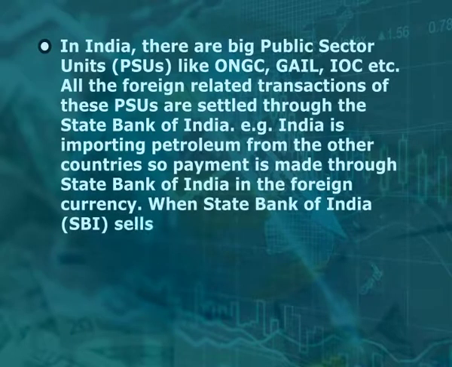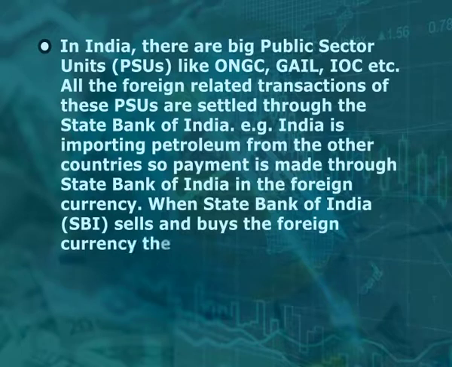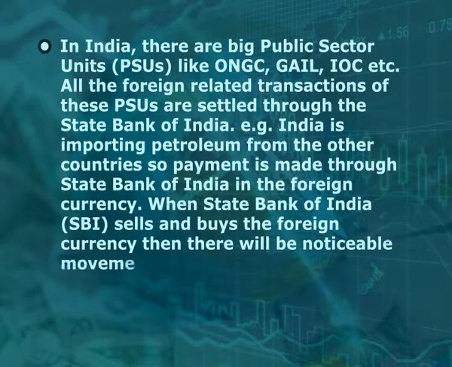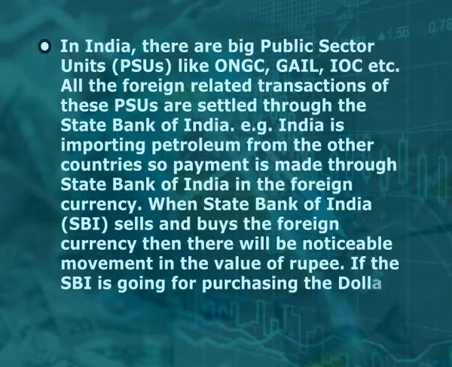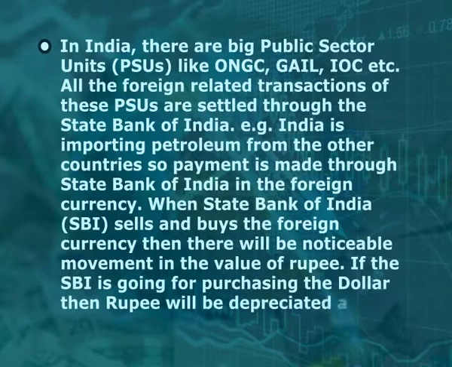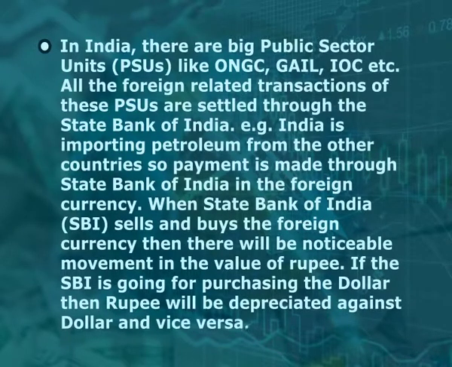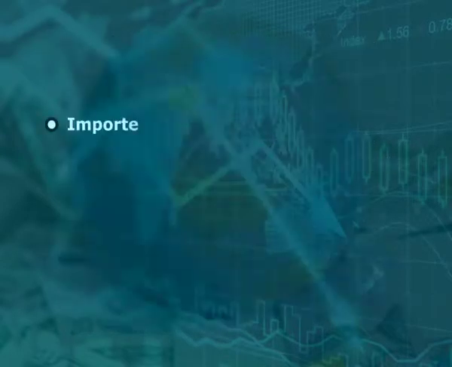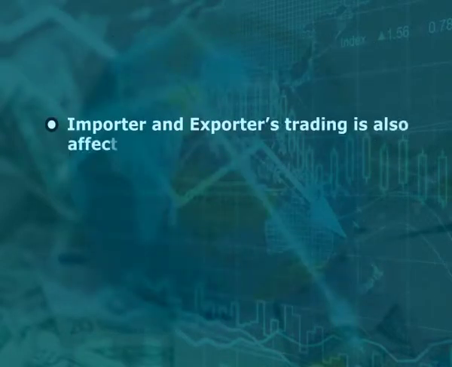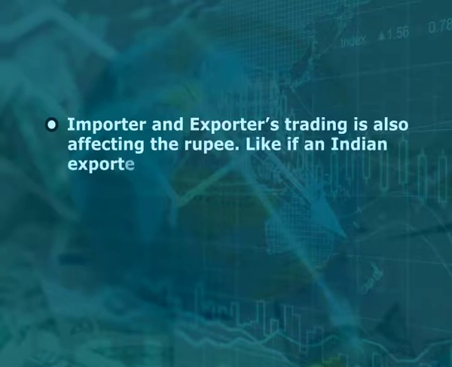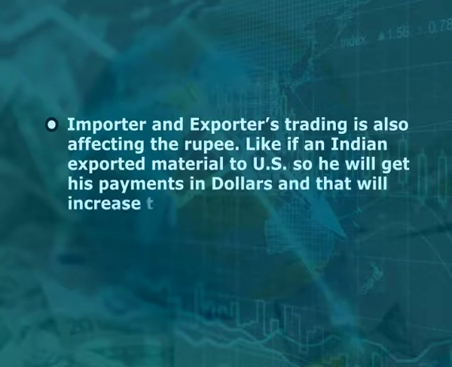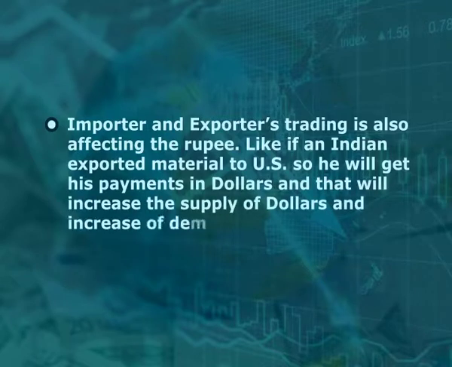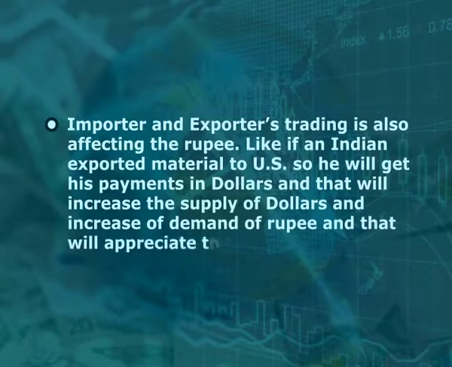When State Bank of India, that is SBI, sells and buys the foreign currency, then there will be noticeable movement in the value of the rupee. If the SBI is going for purchasing the dollar, then the rupee will be depreciated against the dollar and vice versa. Importers and exporters trading is also affecting the rupee. Like if an Indian exported material to the US, he will get his payments in dollars, and that will increase the supply of dollars and increase the demand for rupee, and that will appreciate the rupee and vice versa.